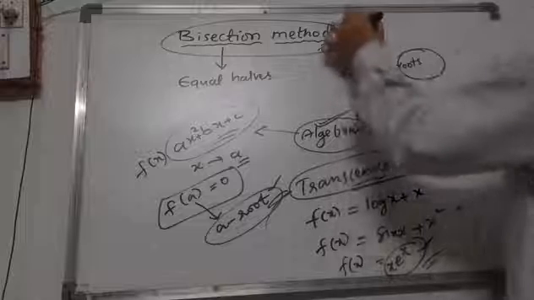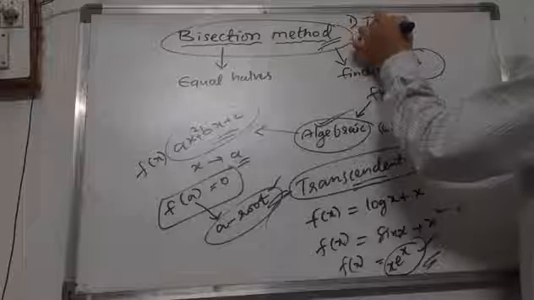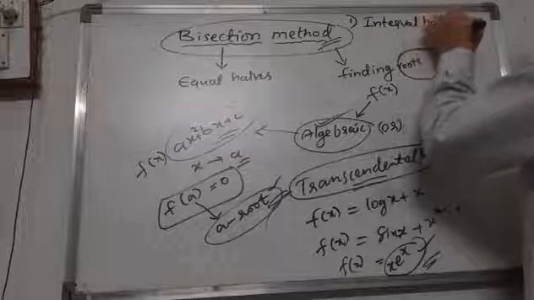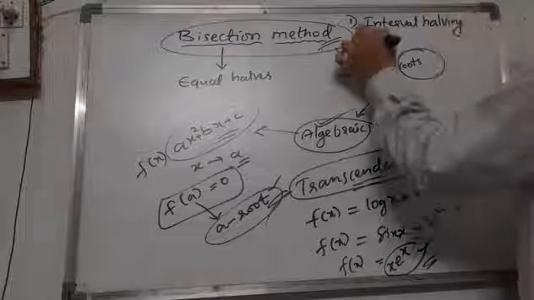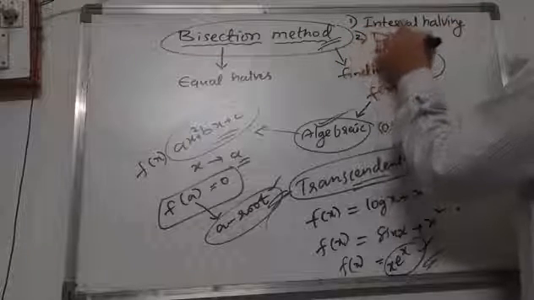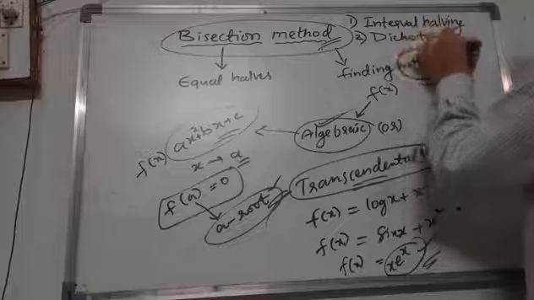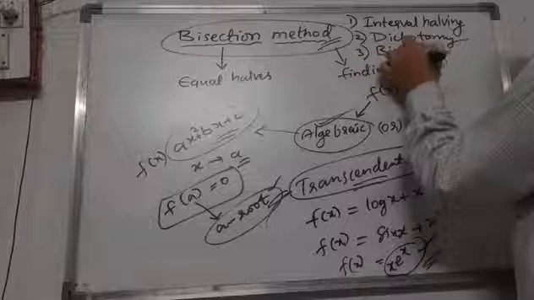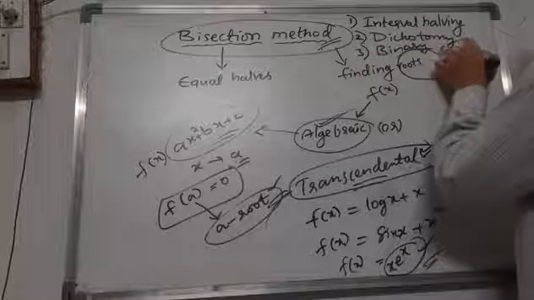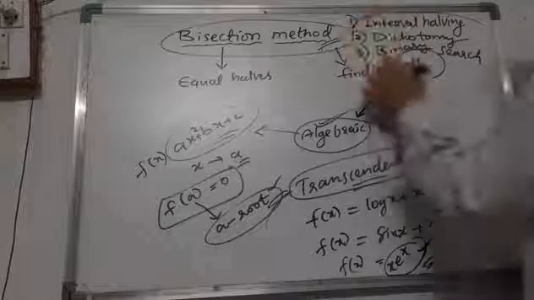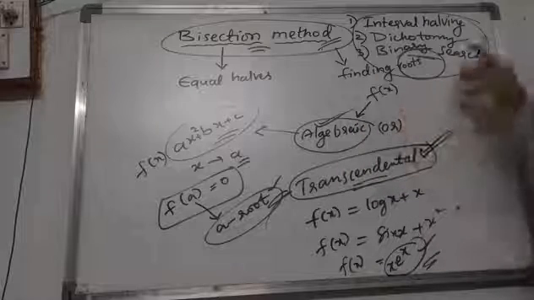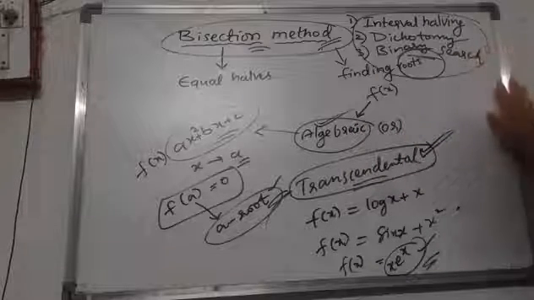Here we can write three names for this bisection method. Number one, we can call it the interval halving method. Next, dichotomy method, and next we can call it the binary search method. Like this, we have three different names for the bisection method.